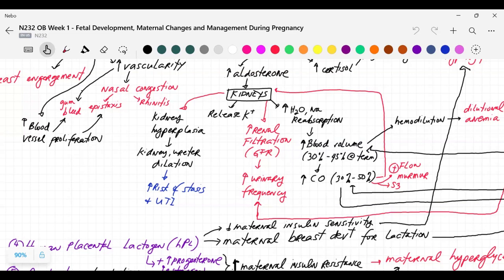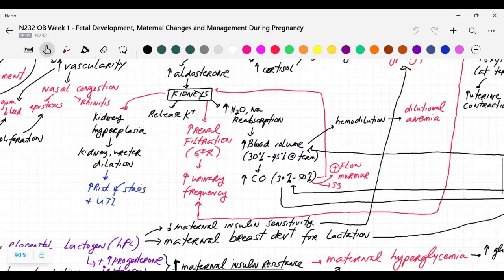You might also hear an S3. So S1 and S2 are the closing of the valves, right? S1 is closing of the AV valves, S2 is closing of the semilunar valves. When you hear an S3, that means that one of the valves is closing late because there's so much volume that it needs to let through first before it closes. So you might hear lub-dub-dub instead of lub-dub. Okay? Normal.